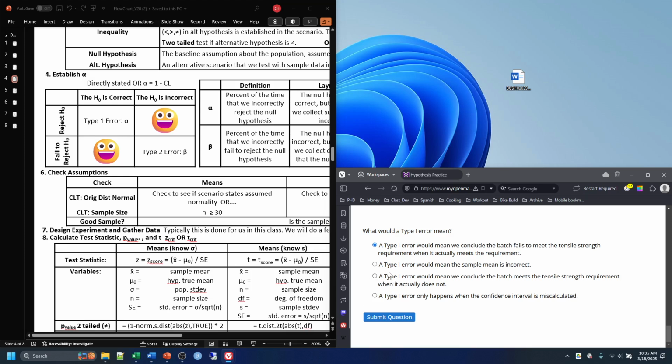So let's look at this one. This third one is close. A type 1 error would mean we conclude that the batch meets the tensile strength requirements. So that would mean that we would fail to reject the null hypothesis, but in reality, it actually does not meet those requirements. And if that is the case, that would actually be a type 2 error.